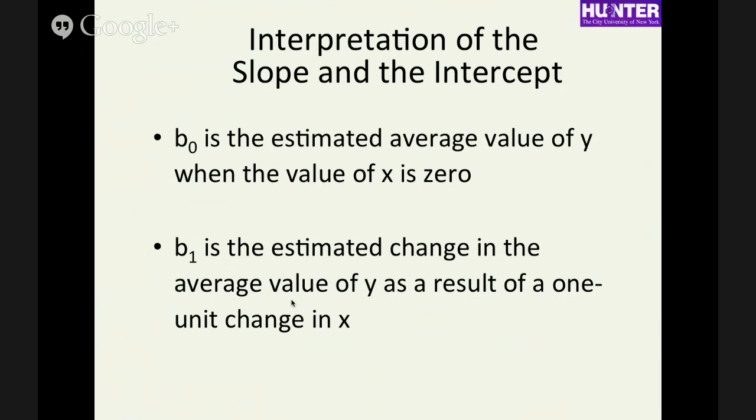So it's not interpreted just as a measure of the association, it's a measure of how much y changes for a change of 1 unit in x.